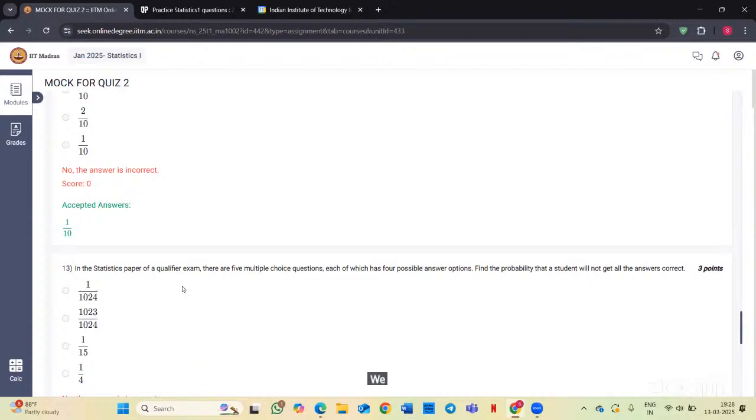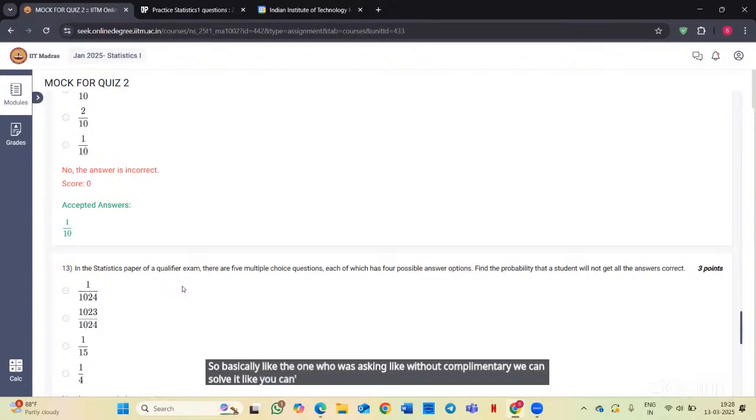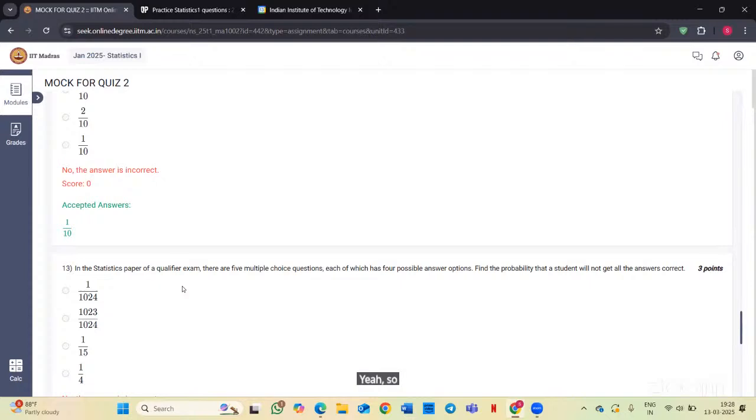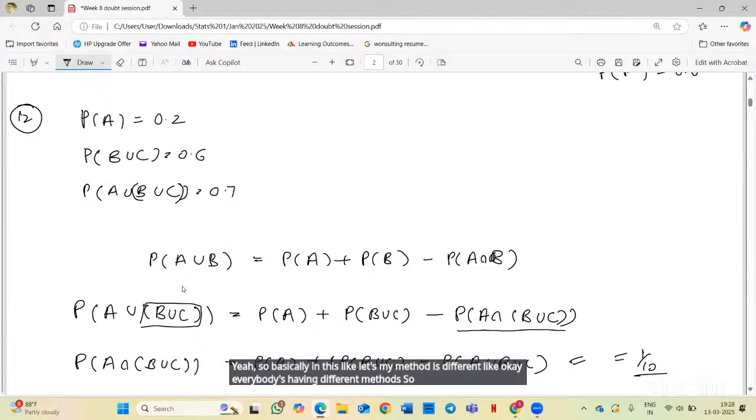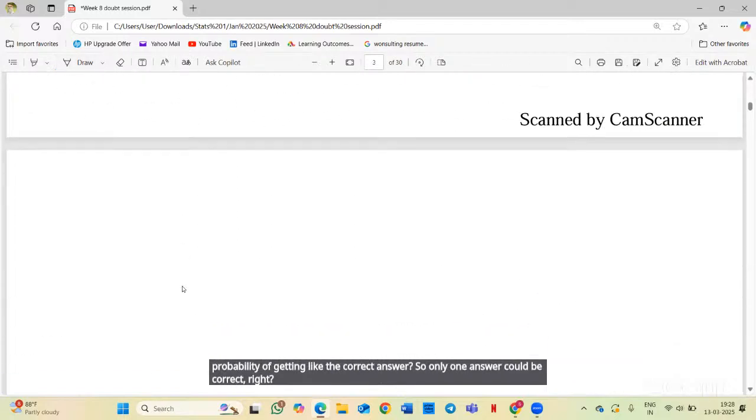We have to find it. So the student who was asking, without the complement, if we can solve it, how will you solve it? Okay. Yes. So basically, my method is different. Everybody has different methods. So what is the probability of getting the correct answer? Only one answer could be correct from all 4 options. So the probability of getting a correct answer would be 1/4 for the first question, right? Yes, ma'am.